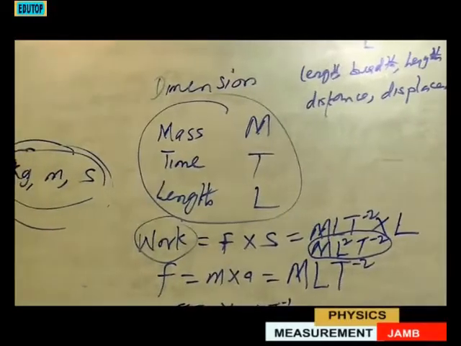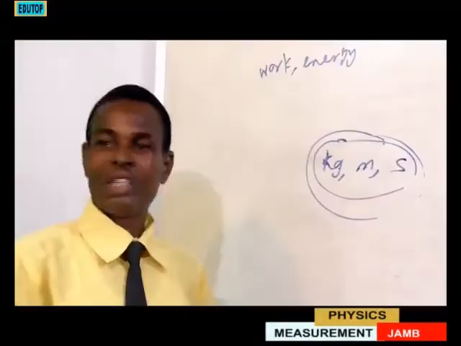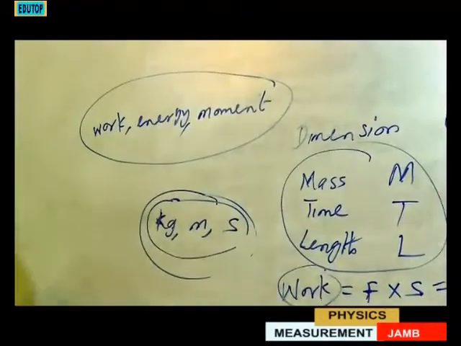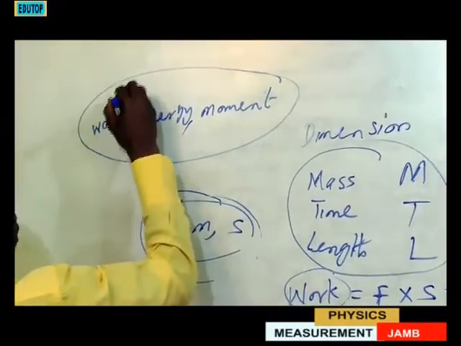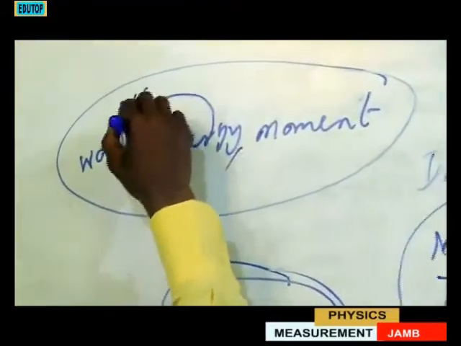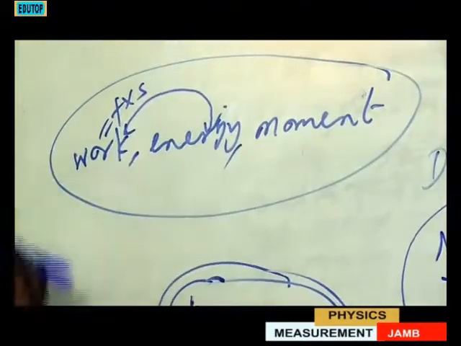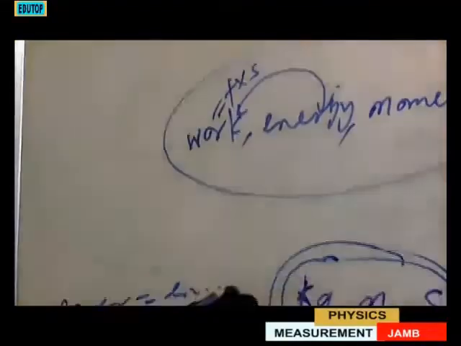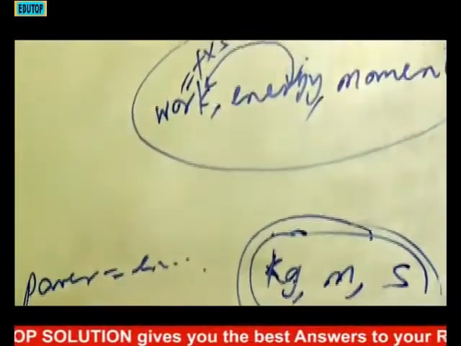So let's consider energy, work, and your moments. All of these three, take note, they have the same dimension. Because work is force times distance. Energy is also related to work. So sometimes we have to define power, we say energy over time or work over time. I want to believe you still remember that. So work and energy, don't disturb yourself.